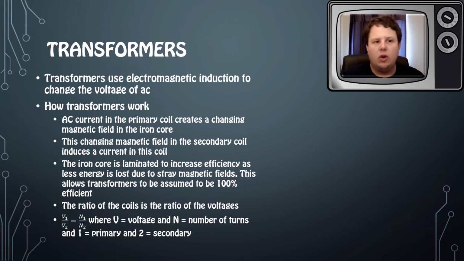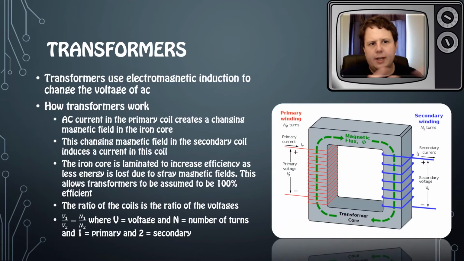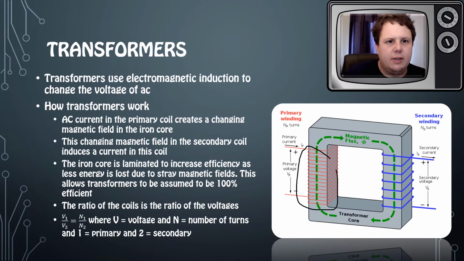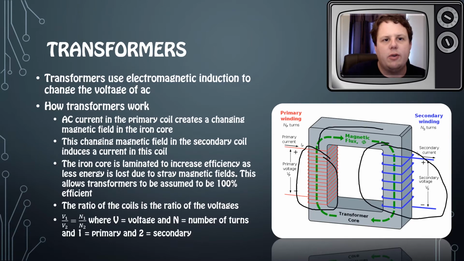Now the ratio of the coils gives us the ratio of the voltages. So we have this formula: V1 over V2, the voltage in the primary divided by the voltage in the secondary, equals the number of coils in the primary divided by the number of coils in the secondary. And here's our diagram of our transformer with our primary coil on this side and our secondary coil on this side, and you can see the focused magnetic field being passed from one to the other.